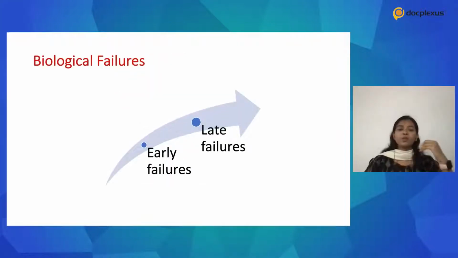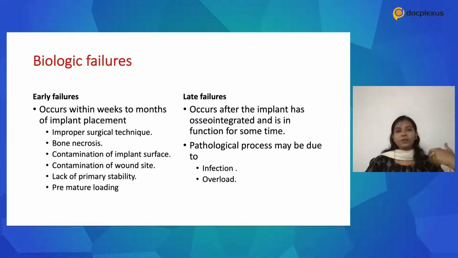Under biologic failures, you can have either early failures or you can have late failures. Early failures occur within weeks to months, whereas late failures occur later in time. So does every implant go in for failure? Maybe yes, at some point of time. So we need to categorize whether it's an early failure or a late failure.